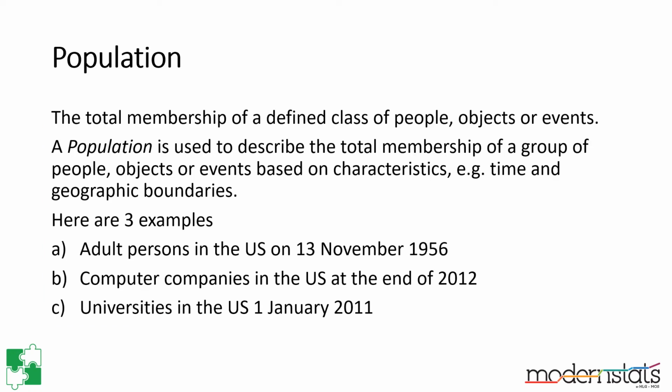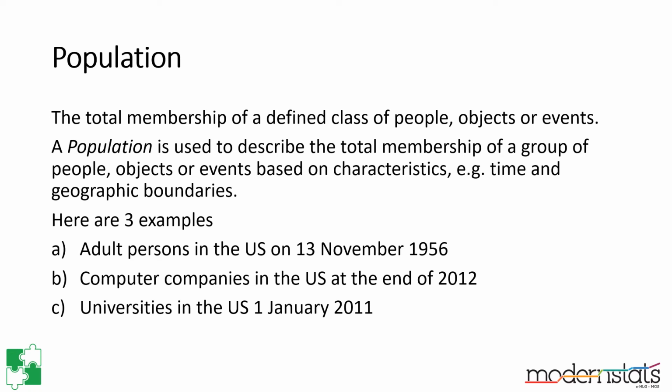This is the population information. A population is the total membership of a defined class of people, objects or events. A population is used to describe the total membership of a group of people, objects, or events based on their characteristics, e.g. time and geographic boundaries.